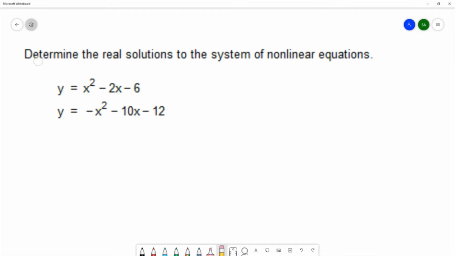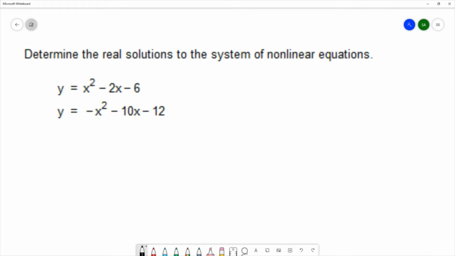For this question, we want to determine the real solutions to the system of nonlinear equations. Our system has the equations y equals x squared minus 2x minus 6 and y equals negative x squared minus 10x minus 12.